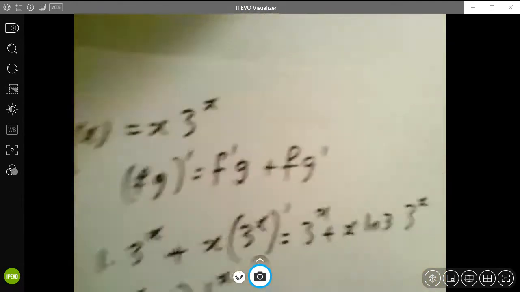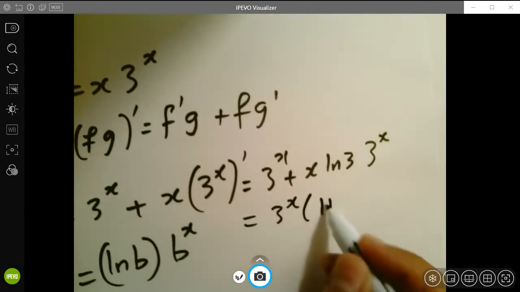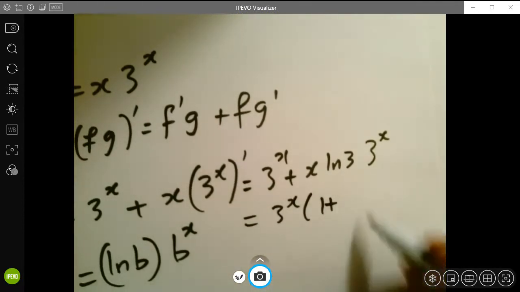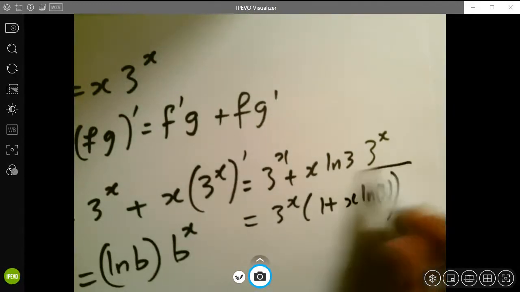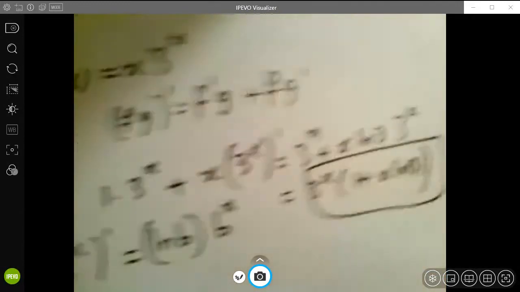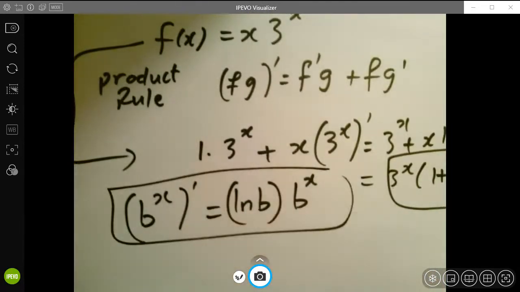And you can factor 3x. It will be 3x times 1 plus x times ln of 3. Okay, just to remember that's the derivative of the exponential. Okay, great. Let's move on.